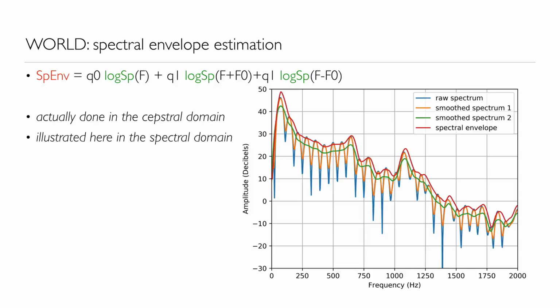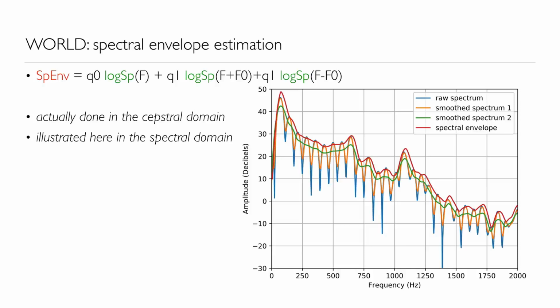Okay, so we have the smoothed spectrum multiplied by Q0, which is just a coefficient. It's a number that the people that developed WORLD found just empirically, and that is summed with shifted versions of that. And as a result, we'll have the spectral envelope, which in this example is the line in red color. Okay, all of these steps are actually made in an encapsulated domain, but in order to illustrate what it is doing, we are explaining in the frequency domain because it's more illustrative and easier to understand.